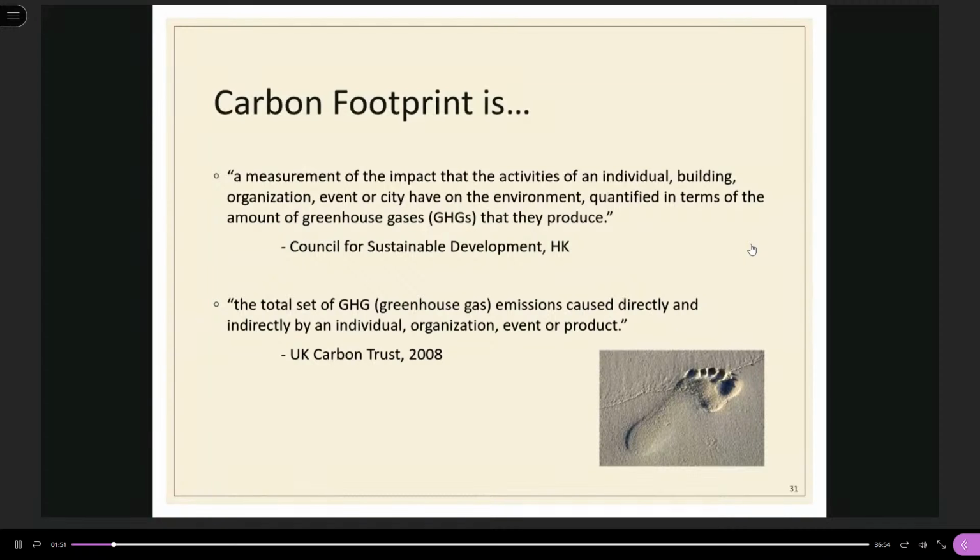And carbon footprint is also the total set of greenhouse gas emissions caused directly and indirectly by an individual, organization, event, or product. So in summary, the carbon footprint is the amount of greenhouse gas that you produced, by a person, by a building, or by an organization, event, and so on.